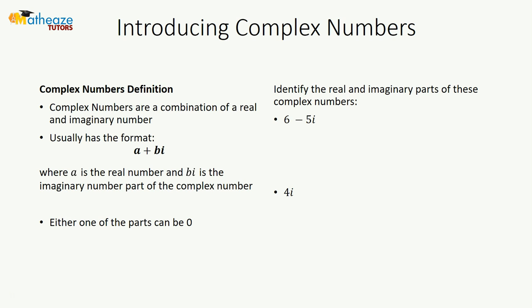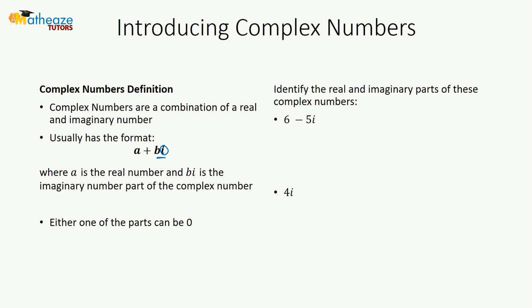So, a complex number is a combination of a real and an imaginary number. A real number would be any rational number, and an imaginary number is something of this format, bi, where i is the imaginary number and b is the coefficient of i. Now, one thing to note is that either of these parts could be 0.